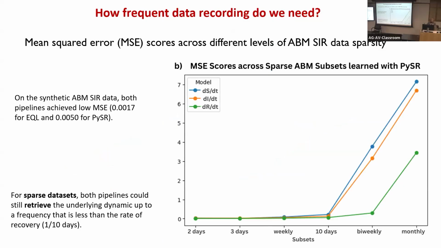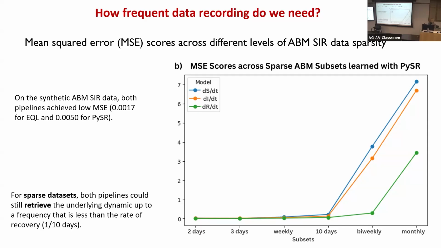So using our synthetic truth data, we took samples from that data, pretending that we are sampling every second day or every 3 days or once per week or once in 10 days, all the way up to monthly. And then we use that sparse data, much less data than something that would be closer to reality, to see whether those pipelines were able to discover the right model. And we measured error using mean square error.